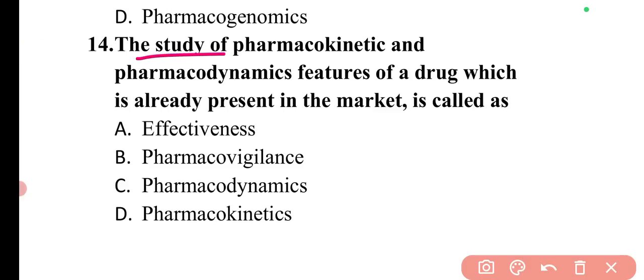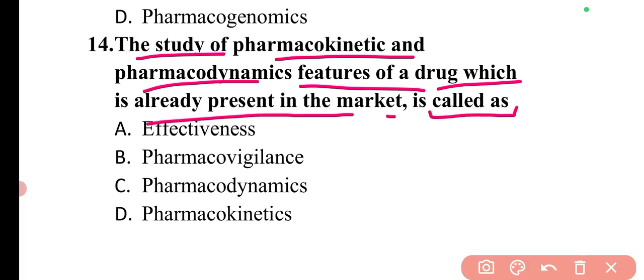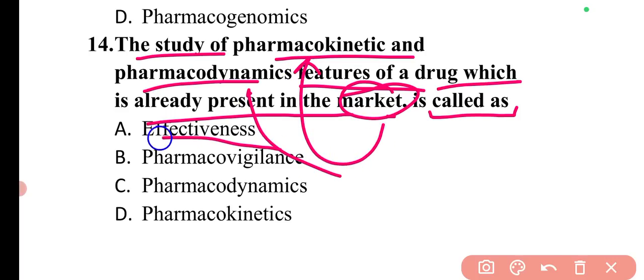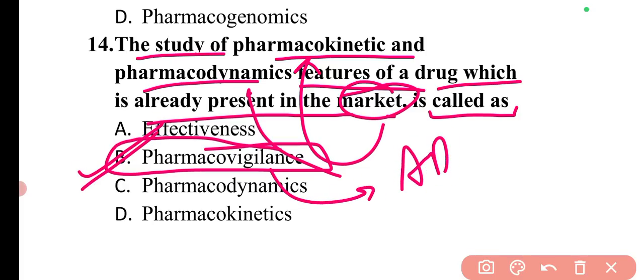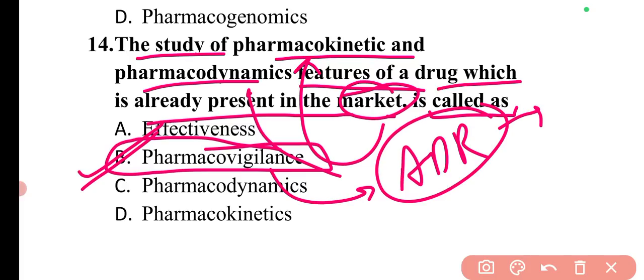Next question is, the study of pharmacokinetic and pharmacodynamic features of a drug which is already present in the market is called. Basically, for drugs which are already in the market, if we are studying the pharmacokinetic or pharmacodynamic parameters, this study is known as pharmacovigilance. So here option B will be the correct answer. Basically, in pharmacovigilance, the adverse drug-related things regarding the drugs will be captured mostly.